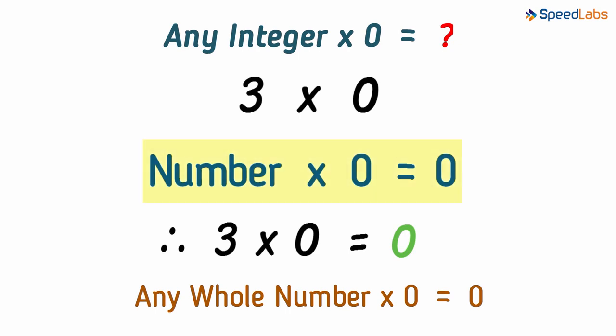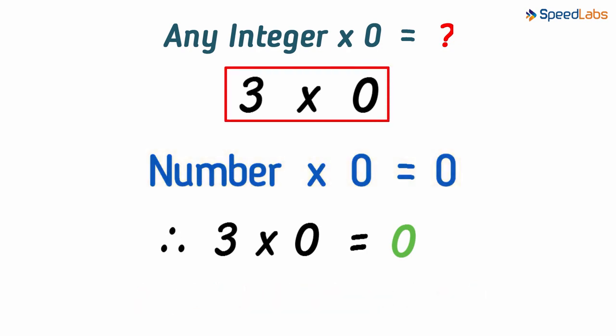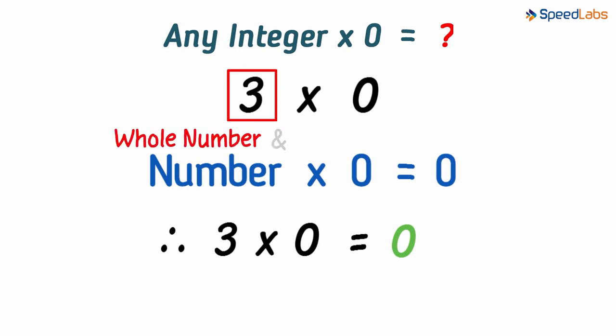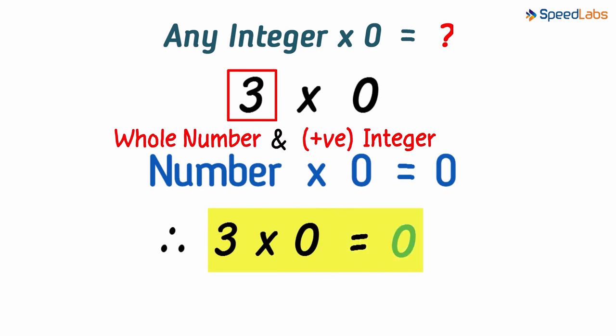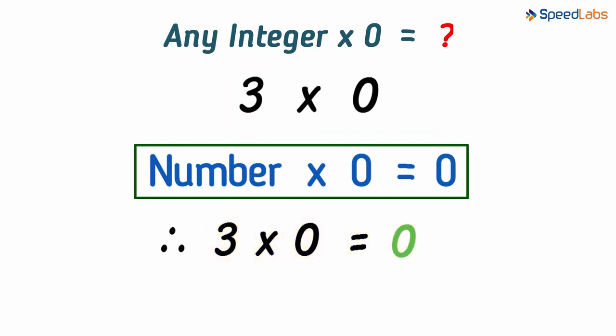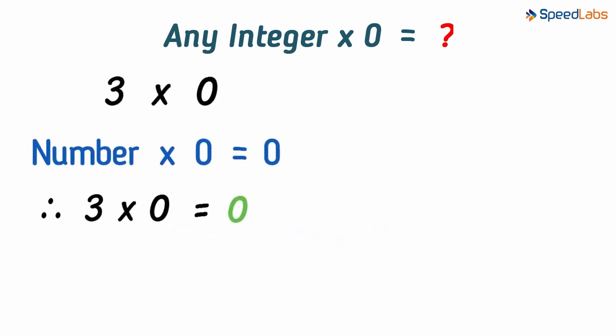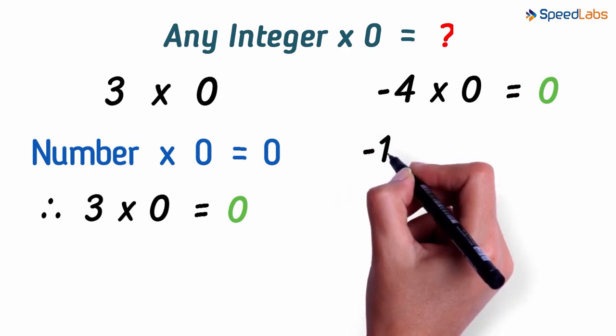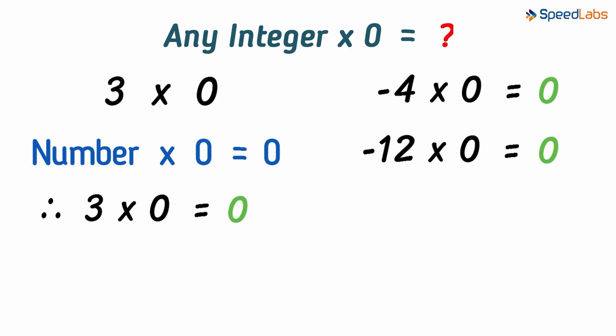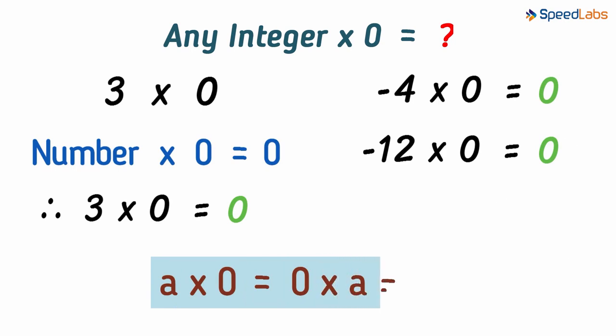Let us see whether the property of multiplication with 0 is true for integers as well. We will continue with the above example. 3 is a whole number as well as an integer. Yes, it's a positive integer. It can clearly be seen in the above example that multiplying an integer with 0 gives us the answer as 0. Note that this will apply for negative integers as well. For example, the product of negative 4 and 0 is 0. Likewise, the product of negative 12 and 0 will also be 0. In general, the product of any integer, positive or negative, with 0 is always 0.